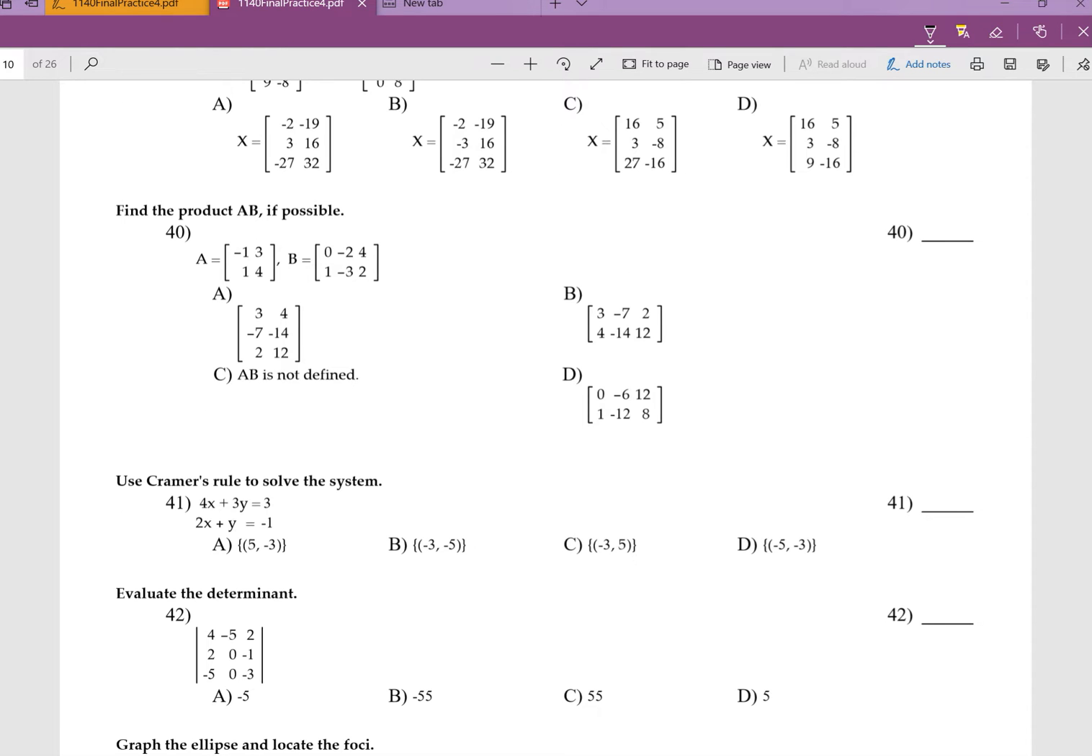Alright, so going back to the explanation. Again, I have 3 columns, A, B, C, and so I'm going to replicate this matrix 3 times. So negative 1, 3, 1, 4. Negative 1, 3, 1, 4. Negative 1, 3, 1, 4.